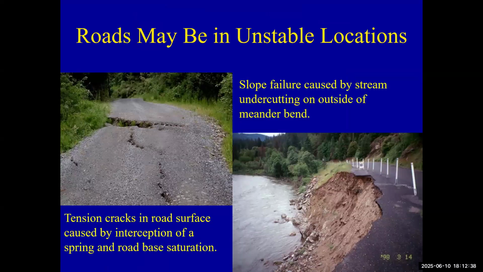Many of you probably already know about these issues, so I'm not telling you anything new. You're probably out there during a storm trying to clear your culverts because they're undersized. Tension cracks in the road surface here are caused by interception of a spring and the road base saturation, or slope failure caused by stream undercutting on the outside of a meander bend. Poorly located roads may be in unstable locations. Next slide.